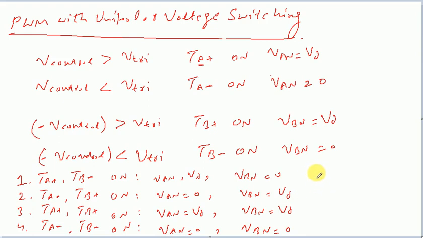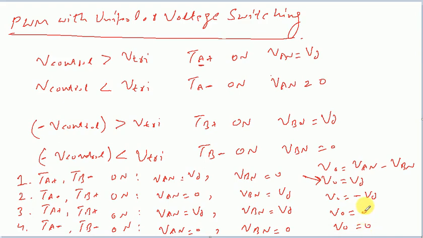Now for all of these cases, as we have already established, V0 is equal to the difference of VAN and VBN. So for this first particular case, the output voltage will be equal to VD. For the second case, the output voltage will be equal to minus VD. For the third case, the output voltage will be equal to 0, and again for the final case, the output voltage will again be equal to 0.